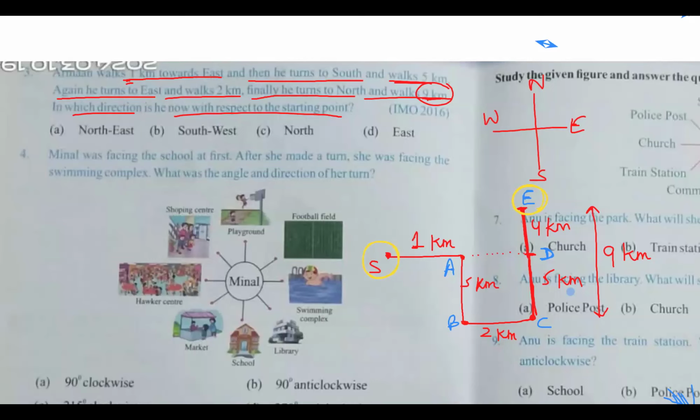Starting point was S, right? It's east. Very nice. It is east also, but along with east? Northeast. Yes, very good. So that means E is the final point, right? Yes, ma'am. So which option? Option number A will be the correct answer, northeast. Okay? Yes, very good. Correct. Let's see the next one now.